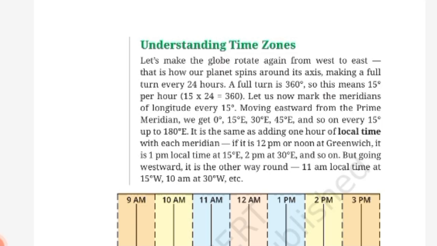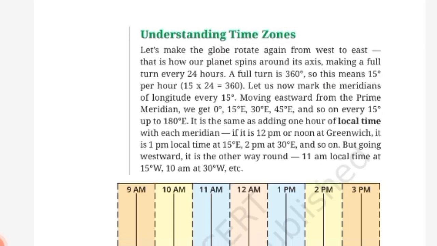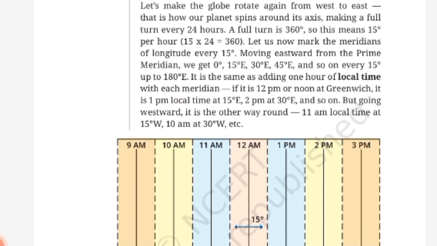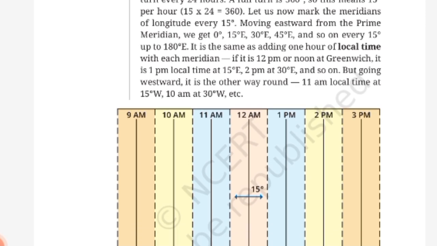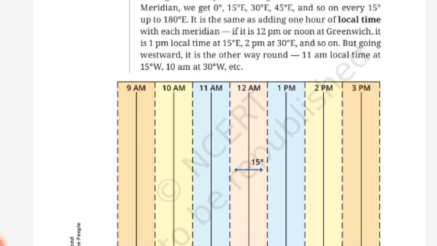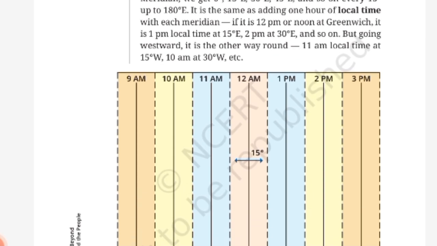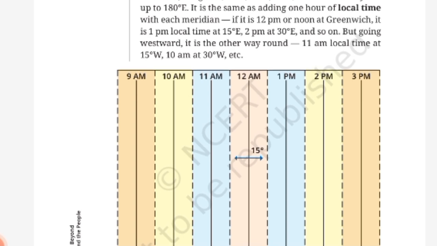Let us now mark the meridians of longitude every 15 degree. Moving eastward from the prime meridian, we get 0 degree, 15 degree east, 30 degree east, 45 degree east, and so on every 15 up to 180 degree east. It is the same as adding 1 hour of local time with each meridian. If it is 12 p.m. or noon at Greenwich, it is 1 p.m. local time at 15 degree east, 2 p.m. at 30 degree east, and so on.